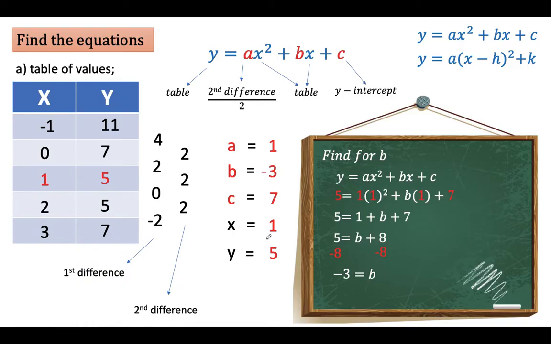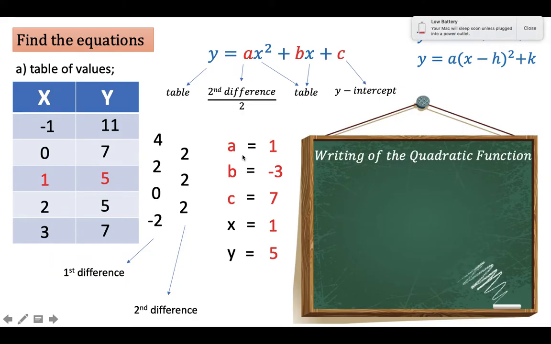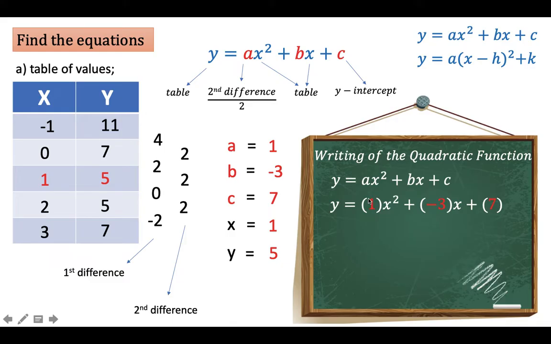Okay, so we are now on the last phase, which is writing the quadratic function, since all the variables are given. We'll just write this again and substitute only for a, b, and c, except x and y, because we are writing the quadratic function. So simplify. 1 times x squared is x squared, then positive 1 times negative 3 is negative 3x, then positive 7 we write right down, and this will be our quadratic function.